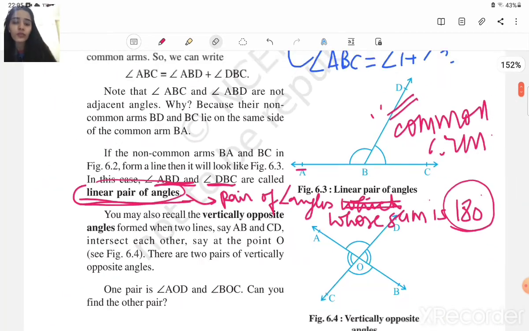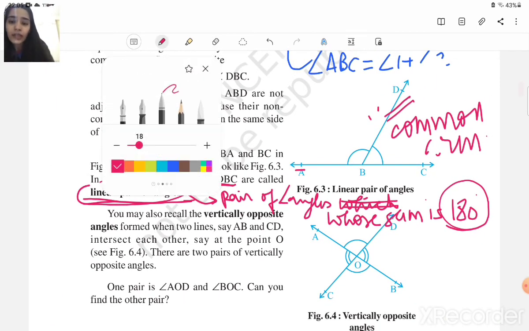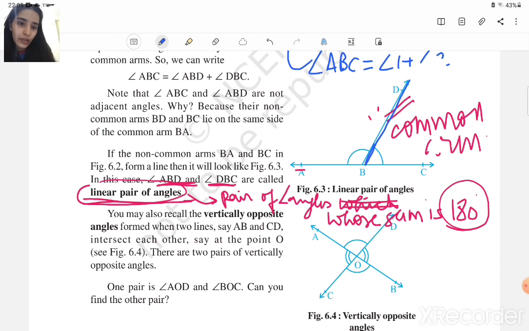In the case of the linear pair, we can easily see that the common arm is important. Here BD is the common arm, and angle DBC and angle ABD are a linear pair, and their sum is also 180 degrees.